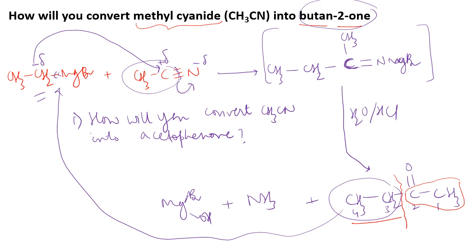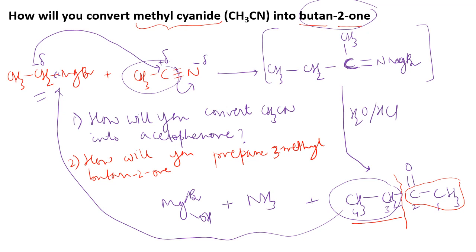And another question is, how will you prepare 3-methyl butane 2-one from methyl cyanide?